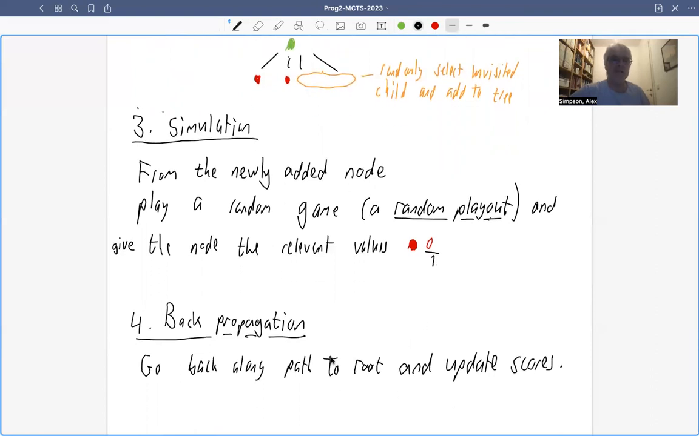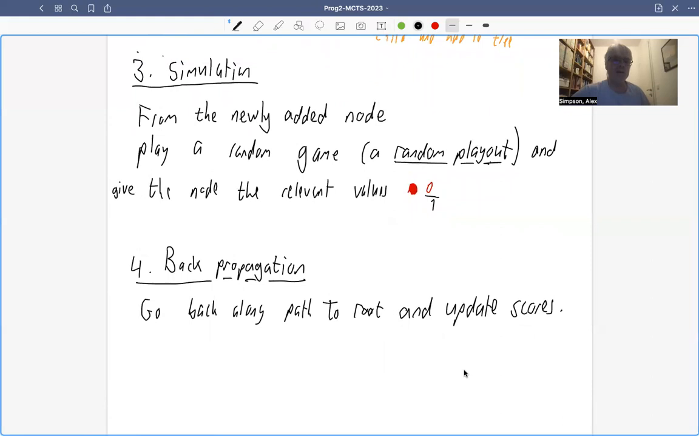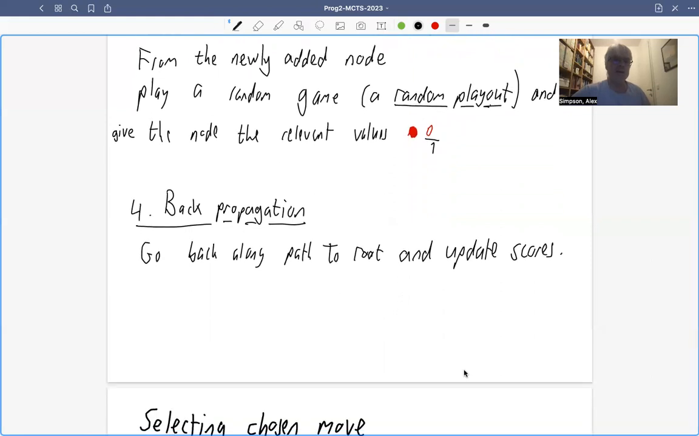And then there's the backpropagation that we saw, that I named finally at the end, which is going back along the path to the root and updating the scores to take account of the new game that we played. So incrementing all the black values by 1, and in this case the green won the game, so we'll increment all the green winning scores by 1. So basically that's what you do in Monte Carlo Tree Search. That's how it works.